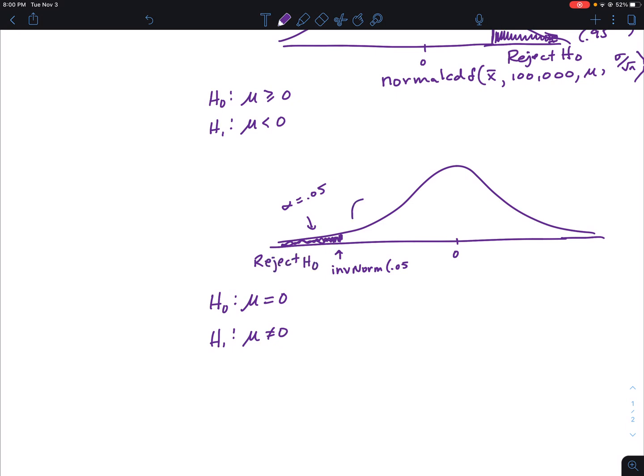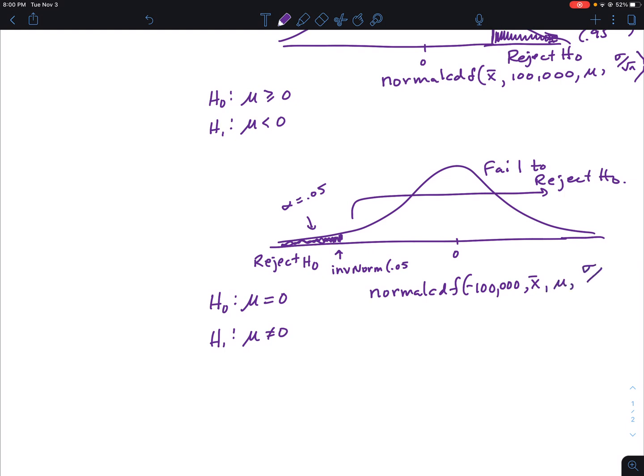And then everything this way is going to be our fail to reject H naught region. And so again, when we're setting this one up, since we want to go to the left, we would do normal CDF, negative 100,000, our sample mean, comma our mu, comma our sigma divided by square root of n in this case.